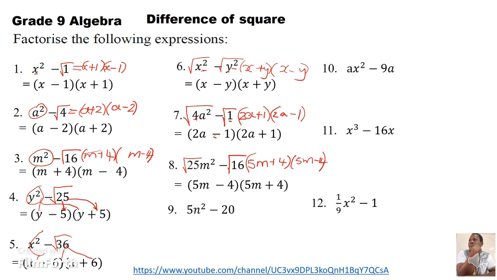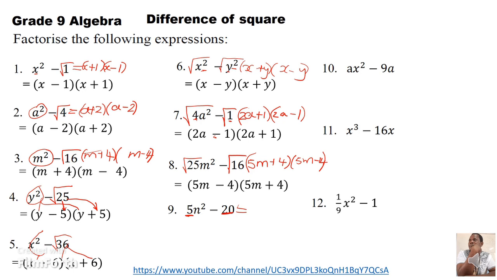Now, let's have a look at question number 9. If I look at this number here, and I look at this one, they are not squares. I must be careful here. If they are not squares, then you have to go back to how you factorize binomials. If that happens, it means there is a common factor that you must take out before you use the difference of squares. Now, what is a common factor?